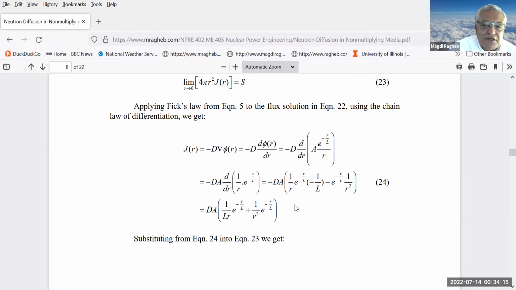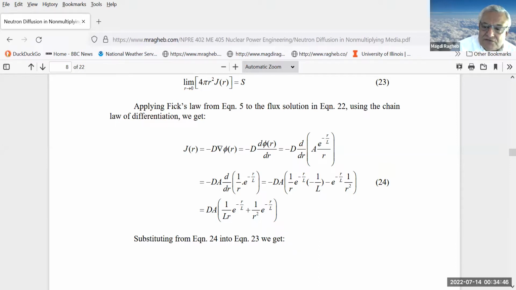The terms cancel, as you can see here. The minus and the minus and the minus become a plus, so I have D A here, and then I have 1 over LR e to the minus R over L, plus 1 over R squared e to the minus R over L, and this is the current according to Fick's law. Well, now let us apply the limit. Let's take the limit as R tends to 0 and equate it to S.